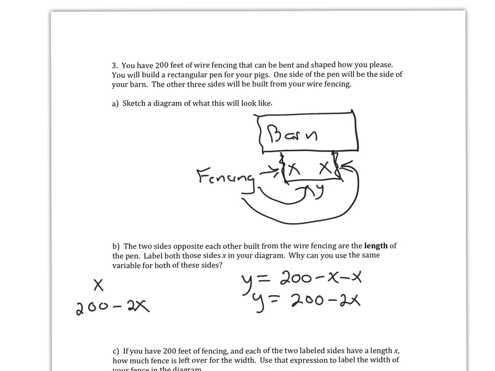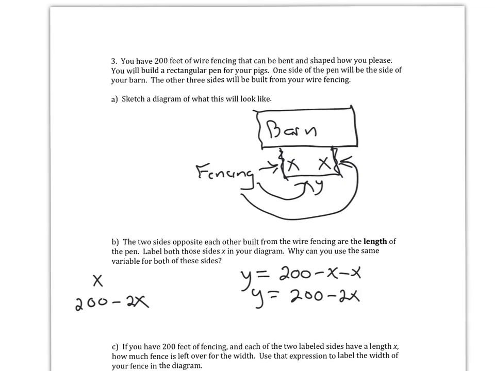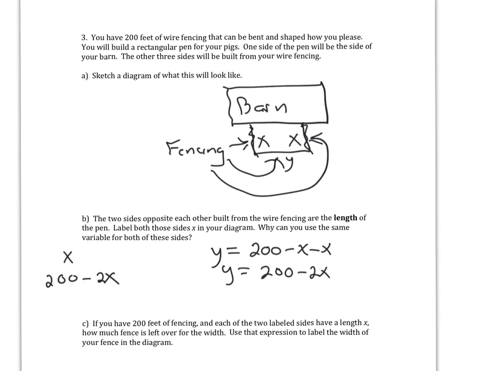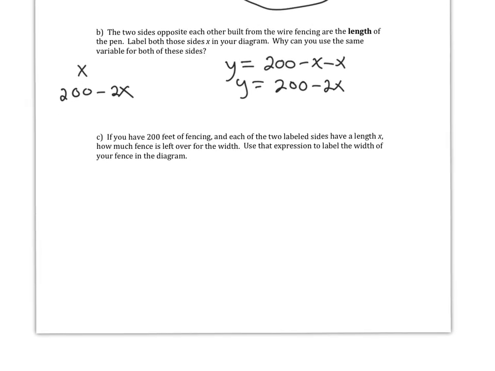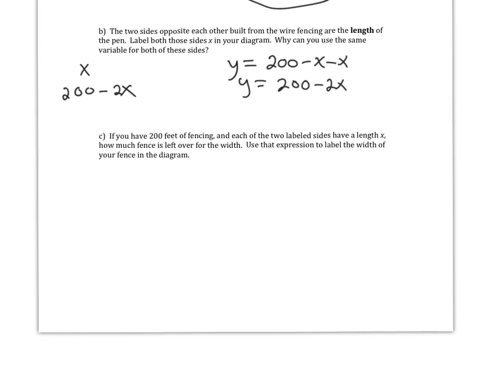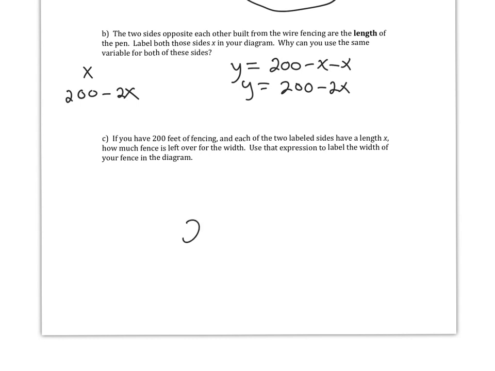Okay, so now we have both things labeled, so we have the width of our fence. And now let's go on again. So we have the width, we said was 200 minus 2x.